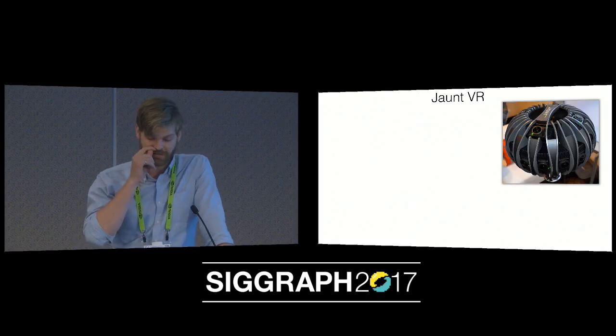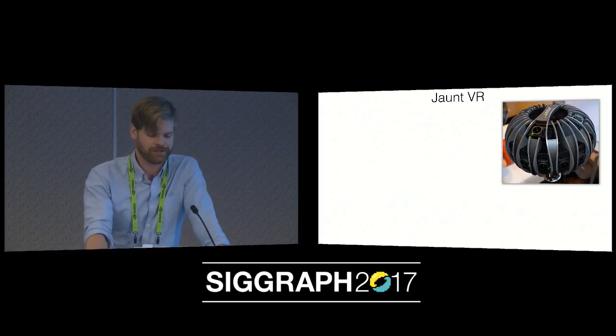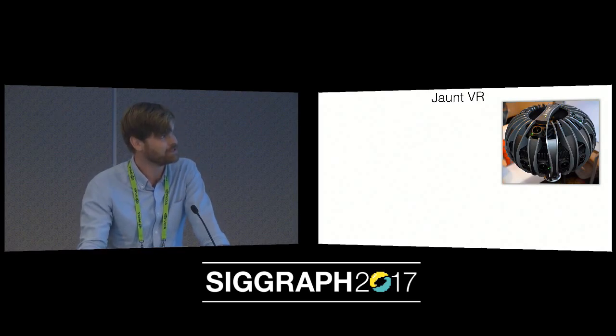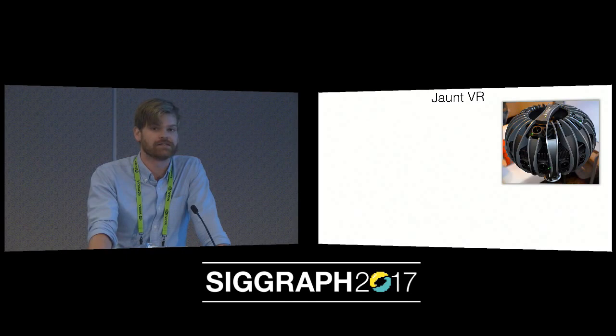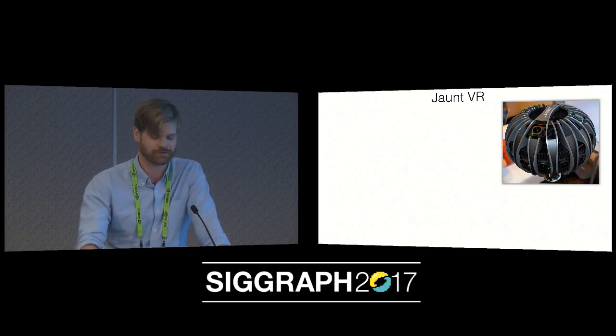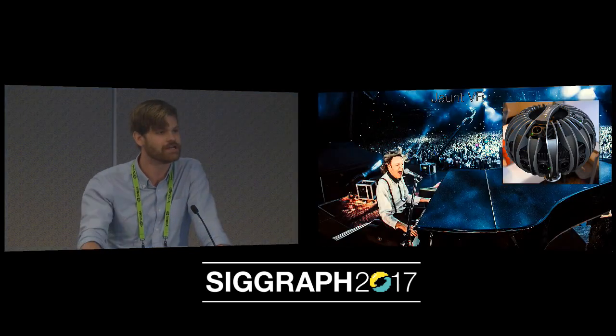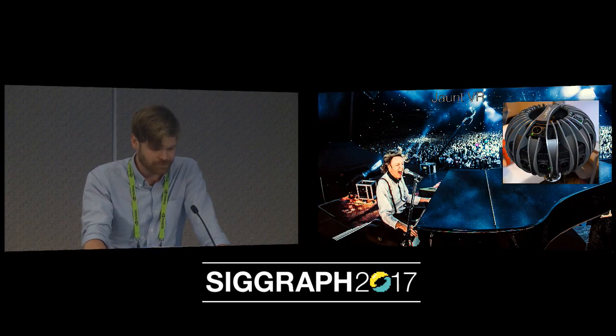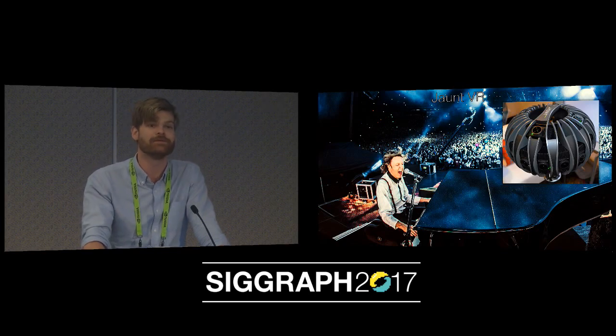So Jaunt VR came out a couple years ago now with one of these kind of crazy looking rigs, and they started as a tech company. Now they're working as a production company, and they've captured some pretty amazing omnidirectional videos of people like Paul McCartney, as well as other famous celebrities. And like I said, their whole idea was to try to capture the experience of being somewhere where you may not be able to be otherwise. Not many people would be able to stand on a stage with Paul McCartney while he's playing a concert, right?